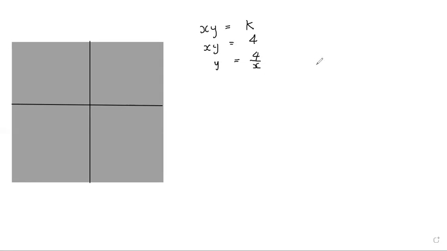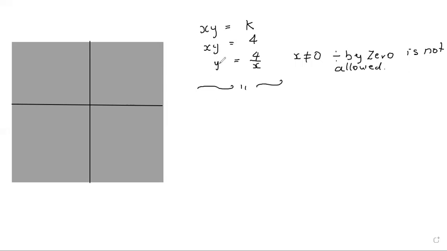I hope you appreciate that x cannot equal 0 because division by 0 is not allowed in mathematics. So x cannot equal 0. Let's look at the other version.